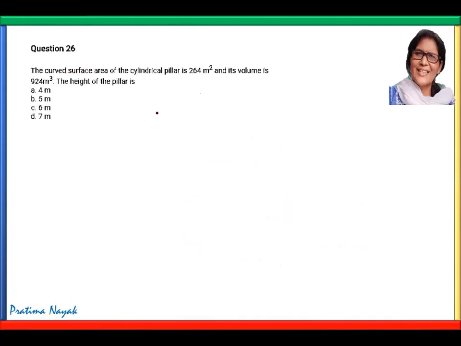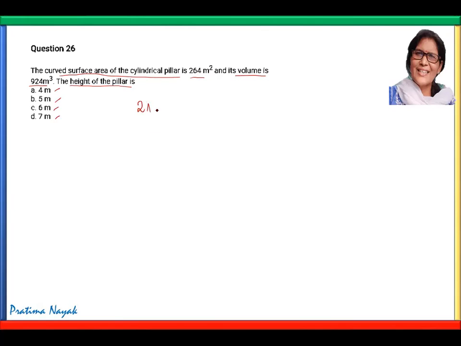Next, question number 26. The curved surface area of a cylindrical pillar is equal to 264 meters square, and the volume is 924 meter cube. The height of the pillar is, options are 4, 5, 6, 7. No r is given, no h is given, only the area and volume are given. So no problem, we have to find a way. This is a critical thinking question.